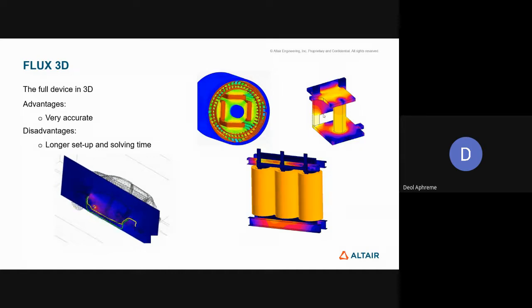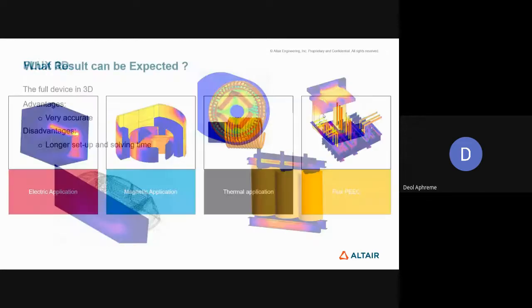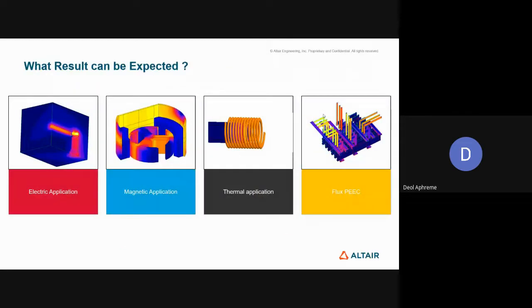So meshing, which is a very important process in finite element solvers, you will see it takes a lot of time, and the solving time also is very large. The results that you can expect are electric, magnetic, thermal, and partial element equivalent results.